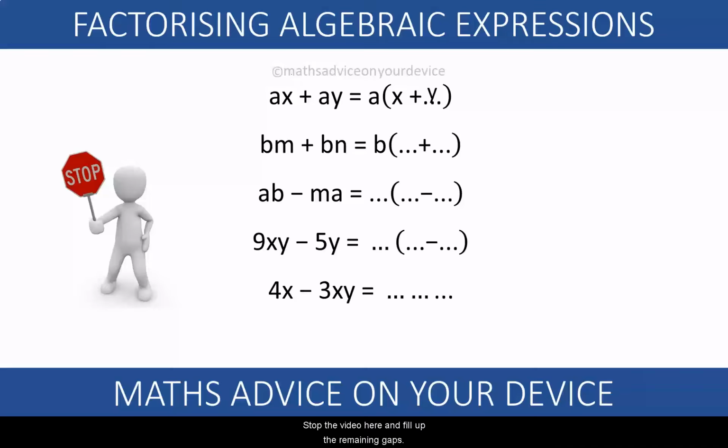Right, let's do it. B is a common factor, m plus n inside. A is a common factor, b minus m inside. Y is a common factor, 9x minus 5 inside. X is a common factor, 4 minus 3y inside.